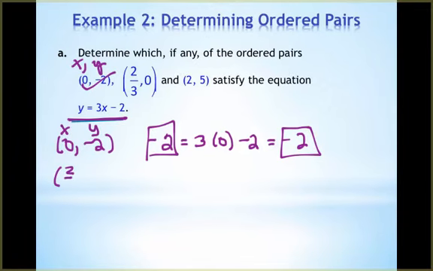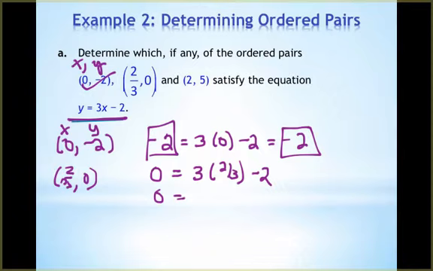How about the ordered pair 2/3 and 0? Again, we're letting 2/3 be x and letting y be 0. So 0 equals 3 times 2/3 minus 2.